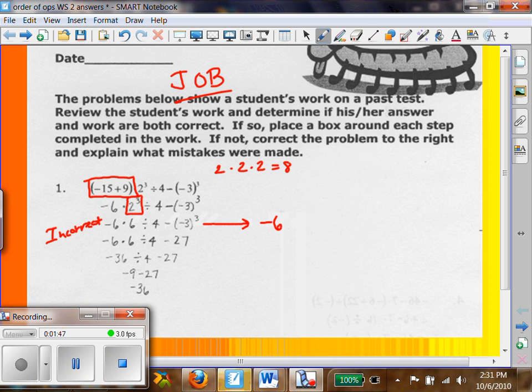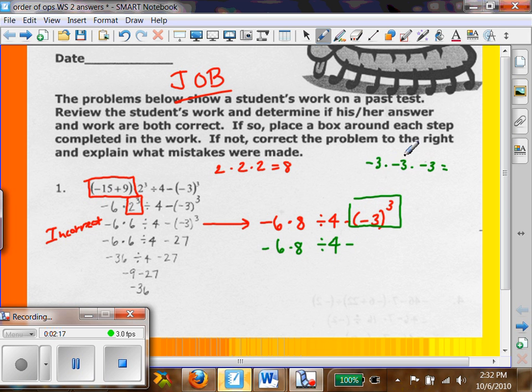So -6 times 8 divided by 4 minus a -3 to the third power. So that looks better. And then we'll go over here and finish up our last set of exponents. Recopy, -6 times 8 divided by 4 minus, and then you have to think, -3 in parentheses to the third power. That's -3 times -3 times -3.